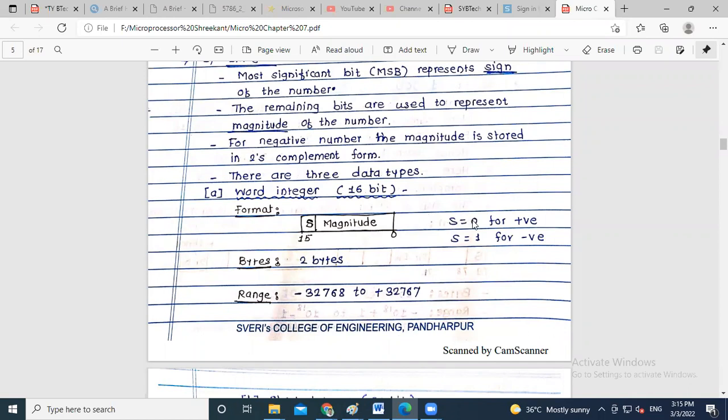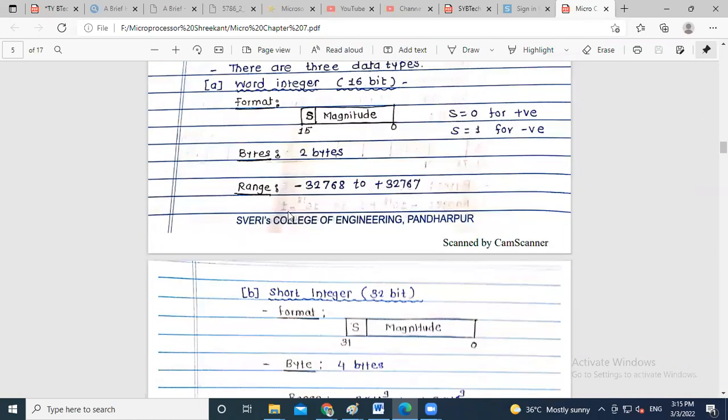So if the sign bit is 0, then it is a positive number. If the sign bit is 1, then it is a negative number. Please keep this in mind: whenever the sign bit is 0, it is a positive number, and if the sign bit is 1, it is a negative number. Okay. So the range is minus 32768 to plus 32768, because it is 2 bytes.